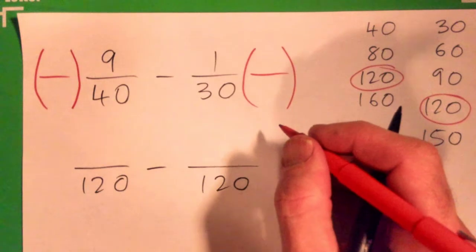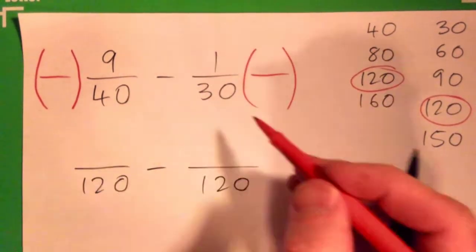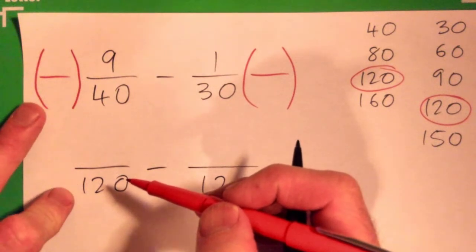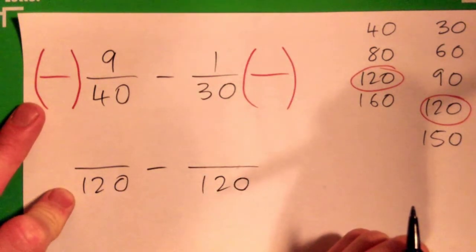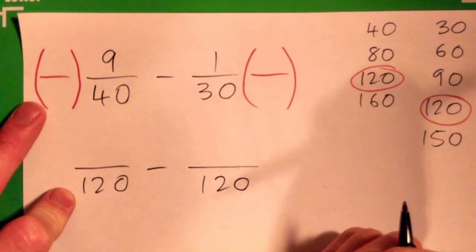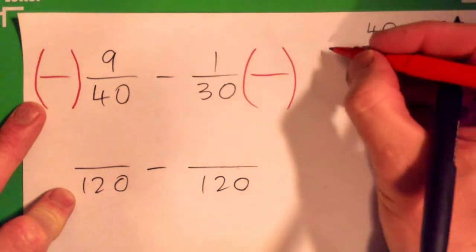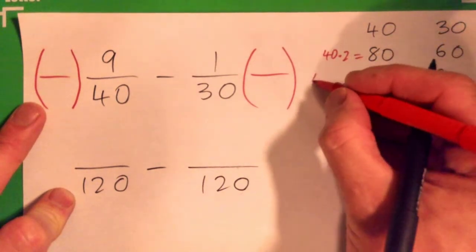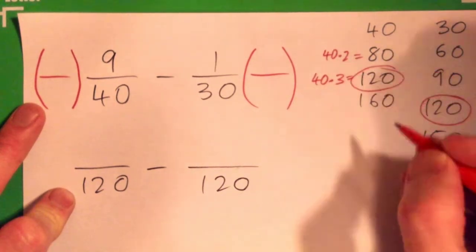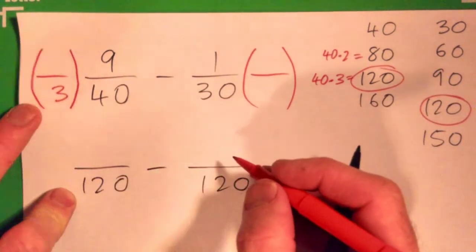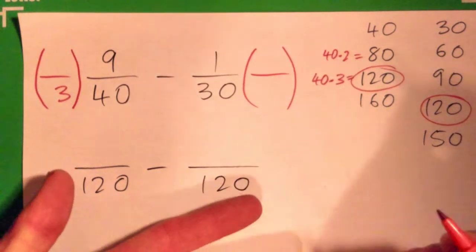What multiplied by 40 gives 120? What number? It's not 30. Nope. Think of it this way. 40 times 2 is 80, isn't it? 40 times 3 is 120. Right, 3 40s: 40, 80, 120. 3 of them. Yep, 3.